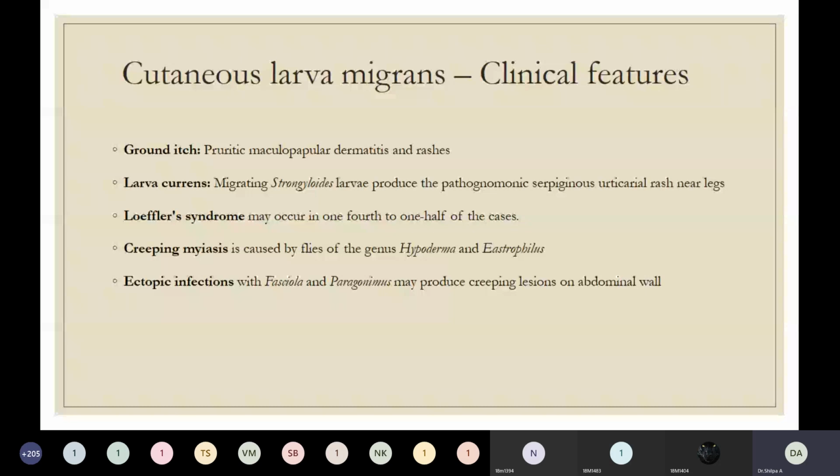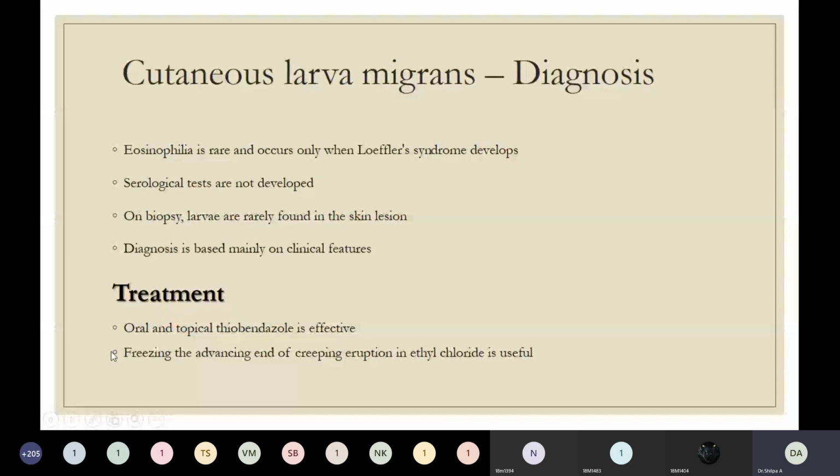Now coming to the lab diagnosis. In cutaneous larva migrans, eosinophilia will be very rare. There are not many serological tests available to detect cutaneous larva migrans. And even on skin biopsy, it is very rare to find larva. Diagnosis is mainly clinical, clinical identification of those itch tracks and all those things. You can readily see the larva sometimes. Now coming to the treatment, the treatment of choice here would be oral and topical thiabendazole, and sometimes freezing the advancing end of the creeping eruption with ethyl chloride is also tried.